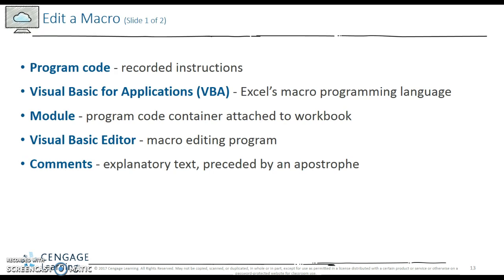When you have macros, you have program code, which are the instructions that are part of the steps taken in the macro to complete an automated process. The type of programming used for this is Visual Basic for Applications, or VBA, and you've probably heard of that before. A module is the program code container attached to the workbook. The Visual Basic Editor is the macro editing program, and the comments are explanatory text preceded by an apostrophe. That's how you know they're just explanatory text.